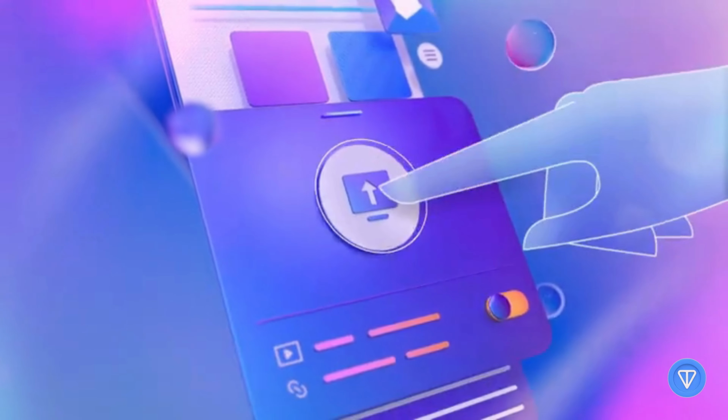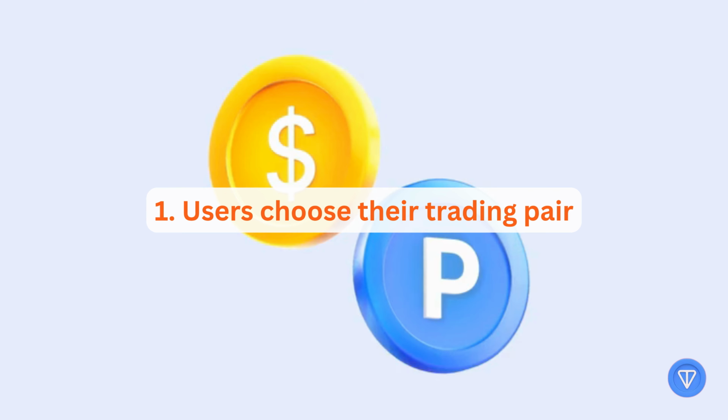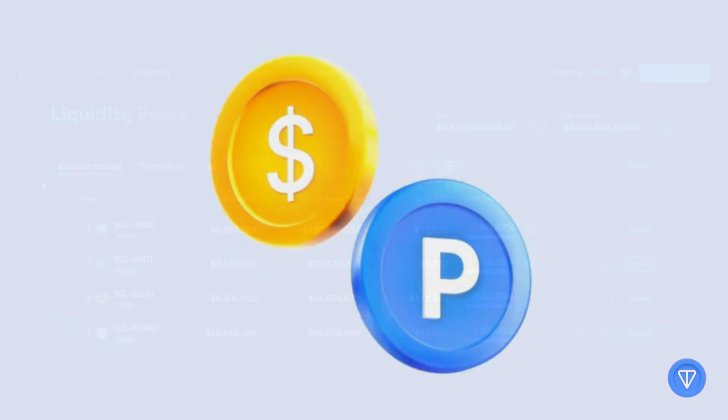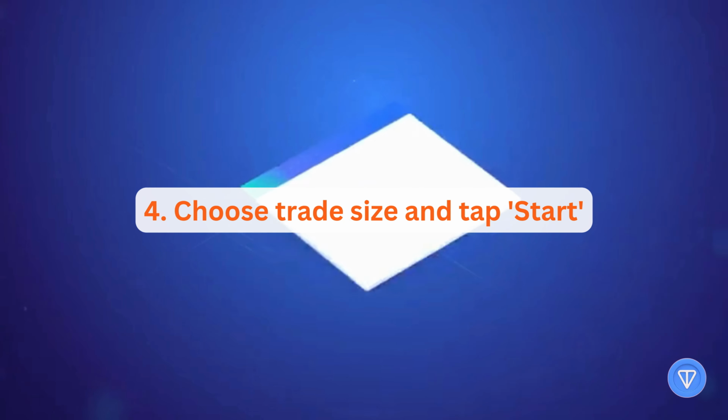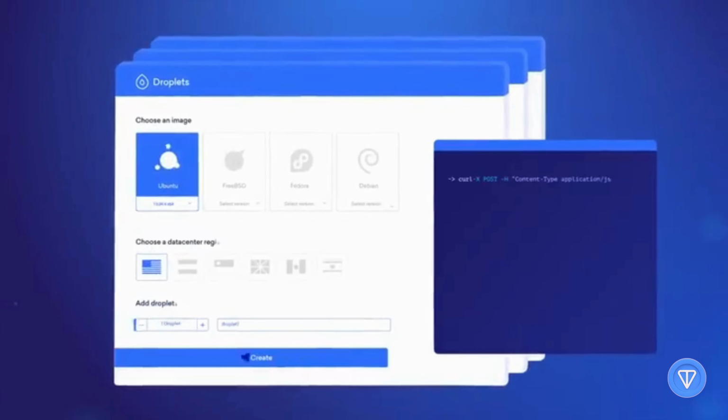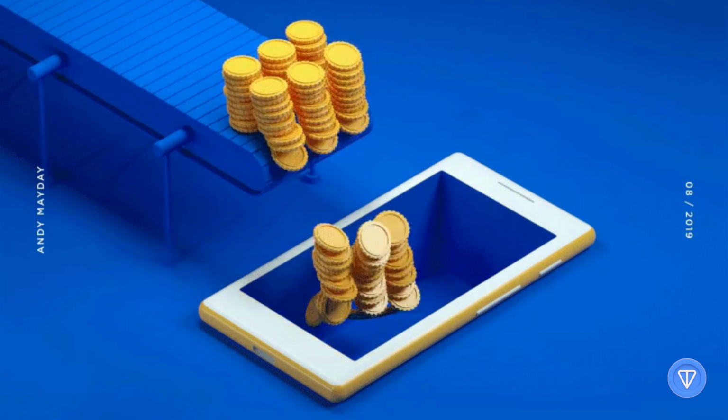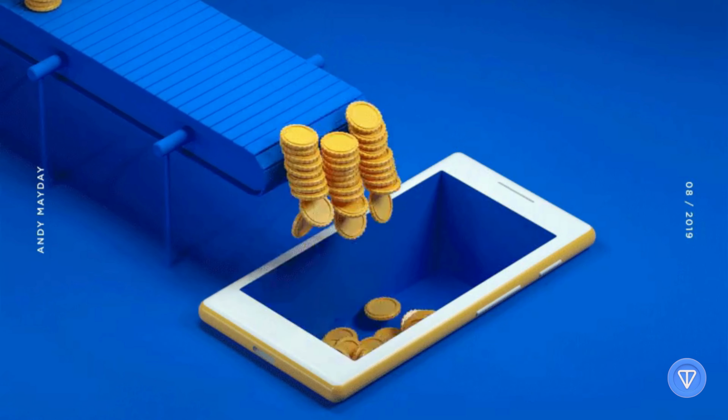Inside the mini app, the experience is clean. 1. Users choose their trading pair, like SOL to USDC. 2. Set a buy condition, like buy when price drops 5%. 3. Set a sell condition, like sell when price rises 8%. 4. Choose trade size and tap Start. The backend will monitor these conditions in real time and trigger Raydium swaps automatically.